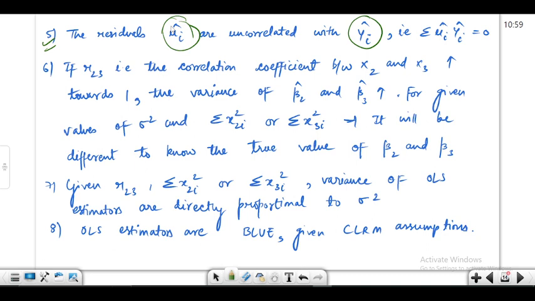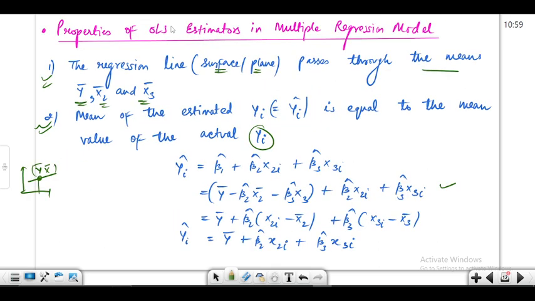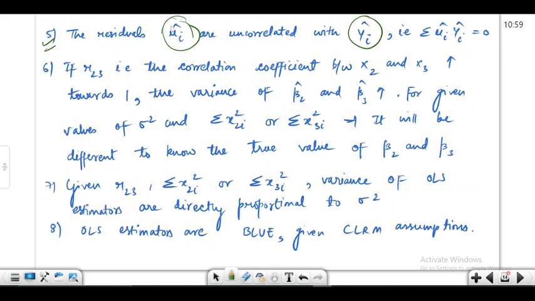So this is a requisite, or this is a property, of your OLS estimator in the multiple regression model. So this is the mathematical presentation of this particular property, that summation of ui hat yi hat is equal to 0.